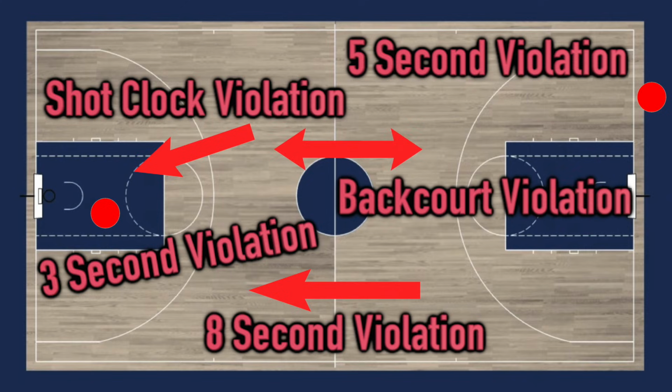Our last one here, the backcourt violation, also known as over and back. Once an offensive player brings the ball into the front court near their basket, the offense can't go back and bring the ball into the backcourt. Once again, here the penalty would be a turnover and the ball being awarded to the other team.